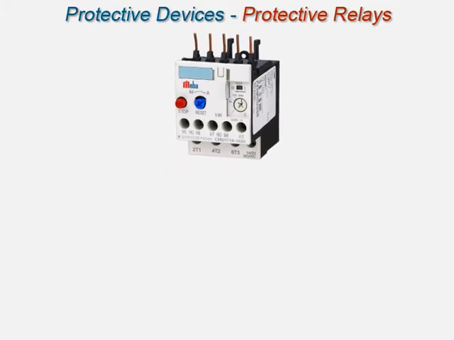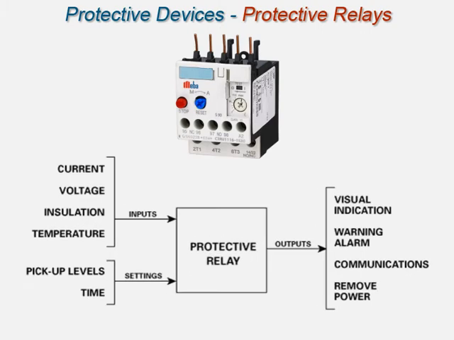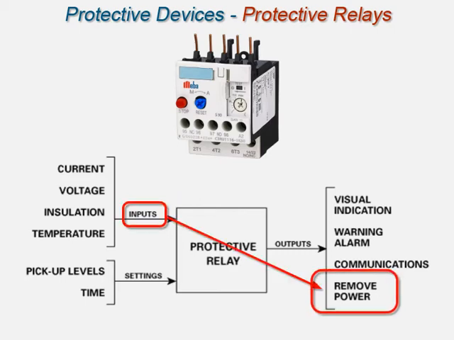Protective relays are designed to cause the prompt removal of voltage to any part of a system to prevent damage. As soon as an abnormal condition is detected, the relay activates and opens a circuit breaker, disconnecting the defective equipment circuit as quickly as possible.